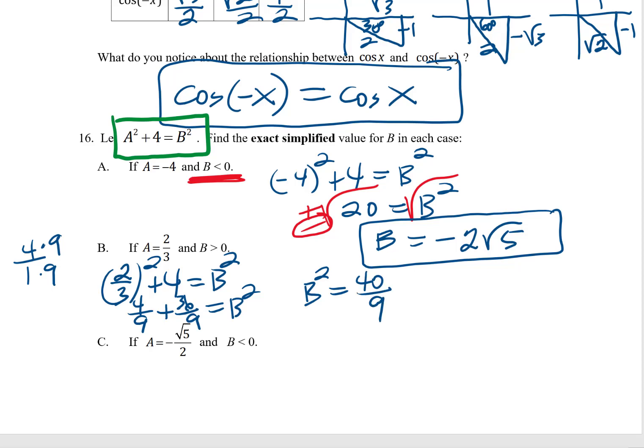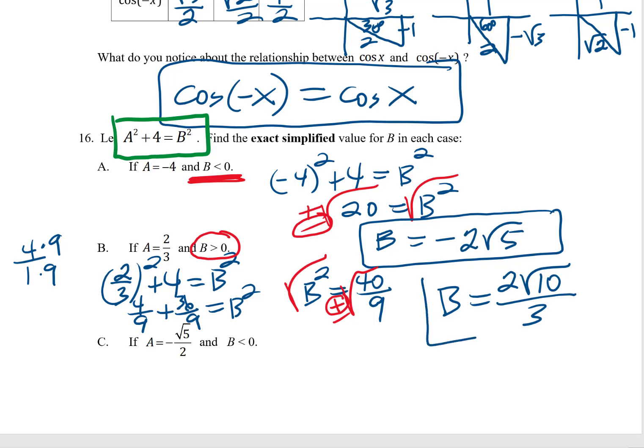I'm ready to take square roots now. I have the plus or minus. I look back at the problem though, and this time the b is positive. So I know to choose the plus. All that's left is to simplify. I'm keeping the positive. Square root of 40. Once again, 4 goes into 40, so I can take that 2 out, leaving me with 10 on the inside. And square root of 9 is 3, and I'm done.